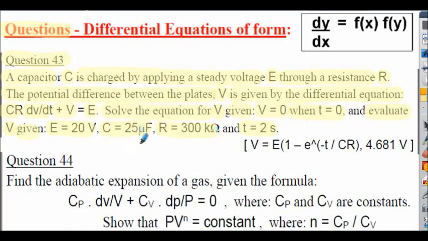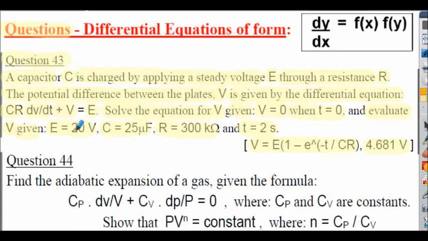Be careful of the prefixes here. We have a micro prefix and a kilo prefix, so you need to account for those in the calculations. So there are two answers in the square bracket here. Here's the solution to the problem, and this is the evaluation exercise using the solution to find the final voltage.